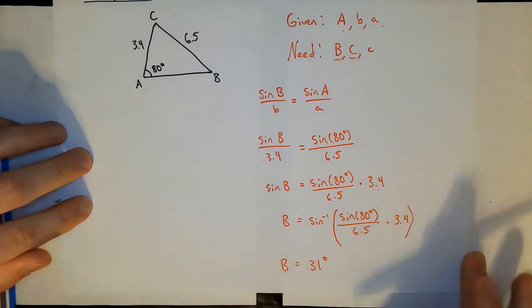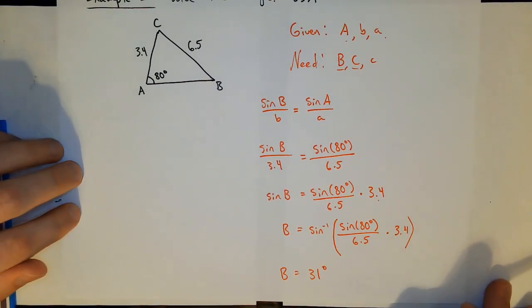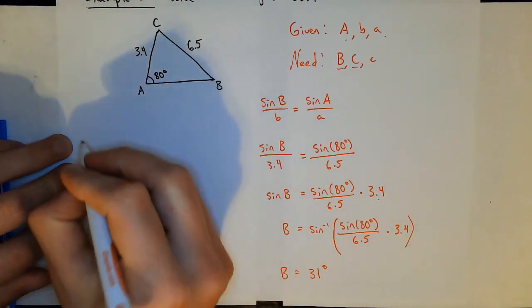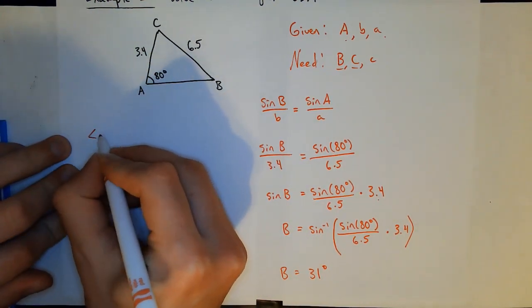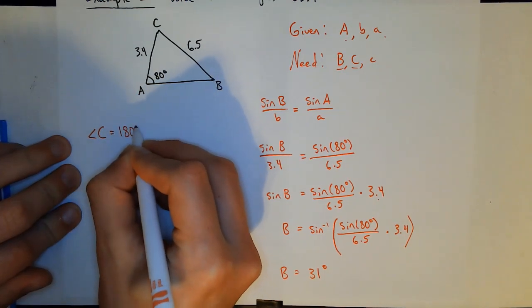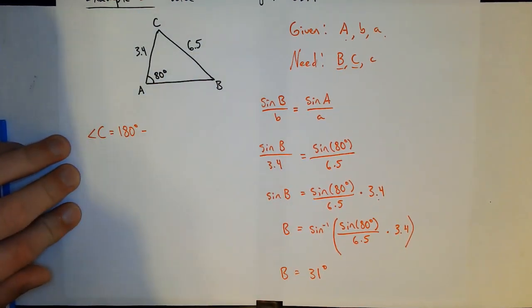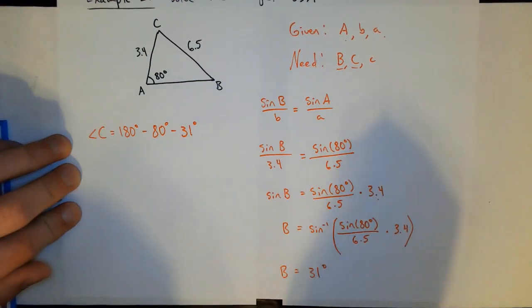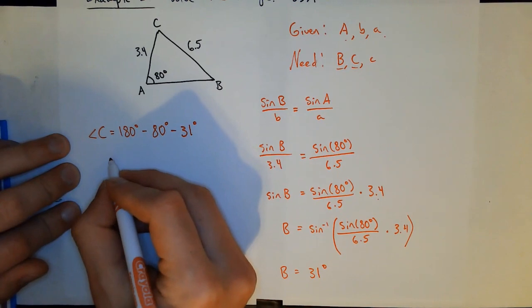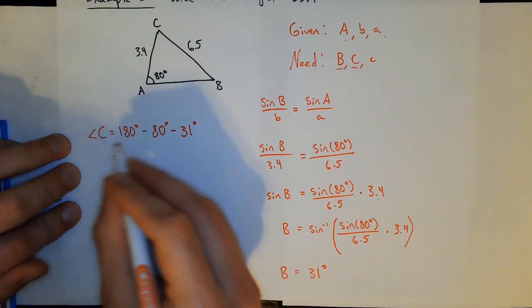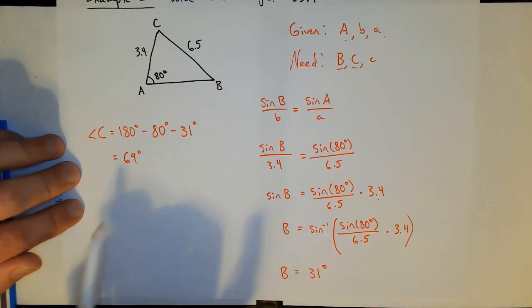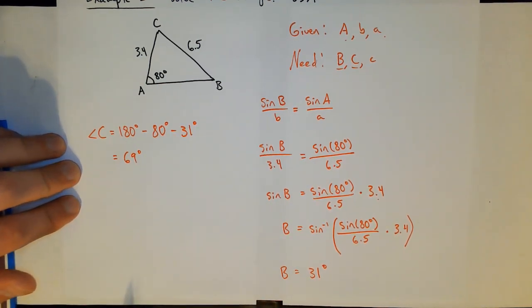To find C, I could use the law of sines again, but I really don't need to because I have two of the angles now, right? So I know this angle C is going to be equal to 180 degrees minus angle A, which is 80 degrees, and then minus angle B, which is 31 degrees. So that's going to equal 69 degrees. Okay, so that's done. Now I just need little c.